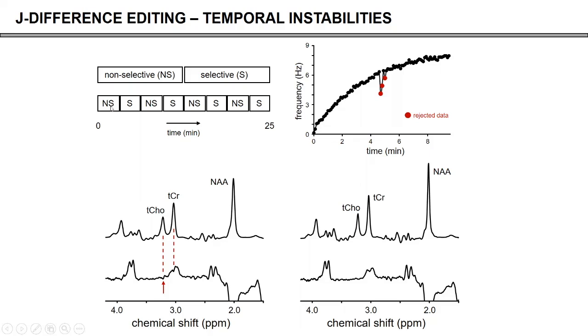If you now do the second acquisition scheme, you do the frequency alignment, you can see that first the peaks are much narrower because the line broadening caused by the frequency drift is removed, so your SNR improves, and then the difference is also cleaner. There is no subtraction artifact, and the edited GABA is much cleaner.